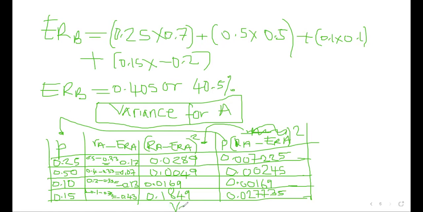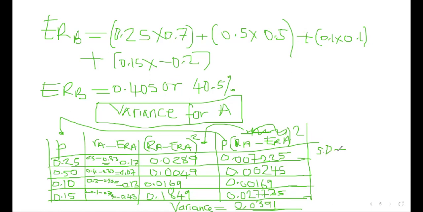So we can get our variance, which will be equal to the addition of those: 0.00169 plus 0.00245 plus 0.00725 plus 0.02735. So the answer is giving us a variance of 0.0391.